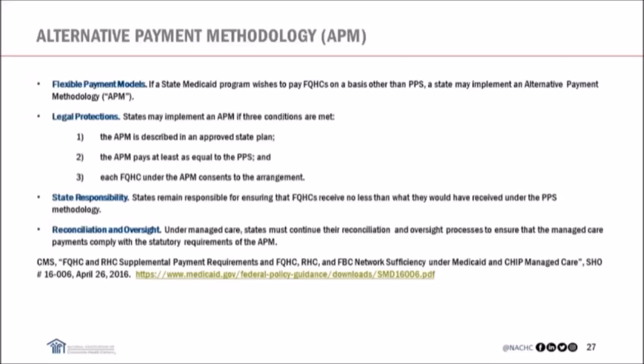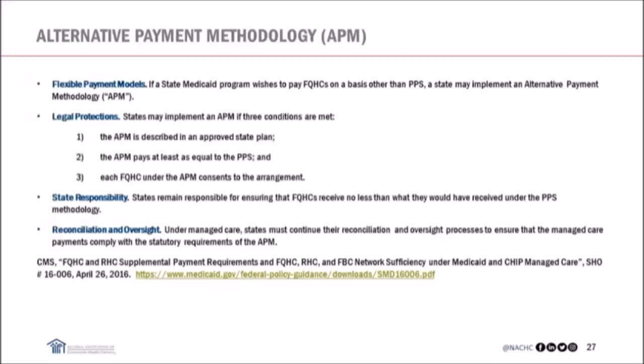So Illinois, I think, is one of the examples where the state submitted a state plan amendment to CMS, and CMS approved it, and now the Medicaid MCOs are paying full PPS to the FQHCs. And the question that came in was, does the state still have an obligation to reconcile annually to ensure that each FQHC received at least their PPS? And the answer is absolutely yes.